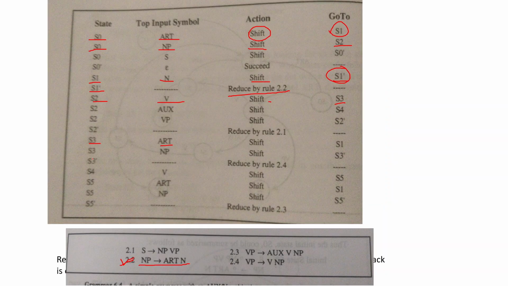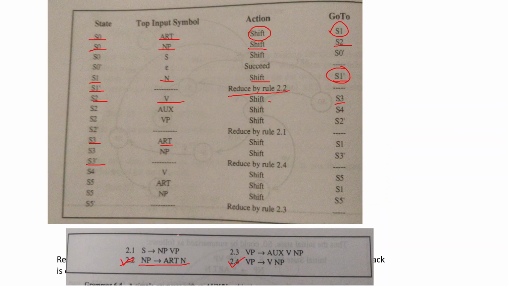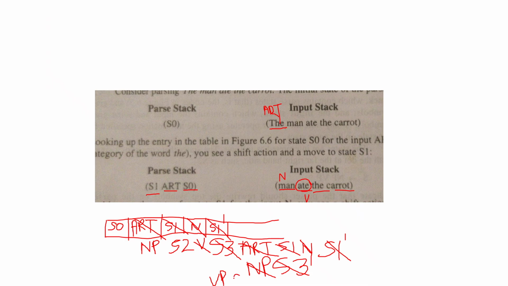Now, what about S3 dash? For S3 dash, we have a reduction rule by 2.4. On the right hand side, we have a verb followed by noun phrase on top. So verb followed by noun phrase can be popped and you will replace it with verb phrase. You have a verb phrase now on top, and the state is S2. S2 and verb phrase, shift verb phrase, and you go to S2 dash again. So you have got S2 dash here.